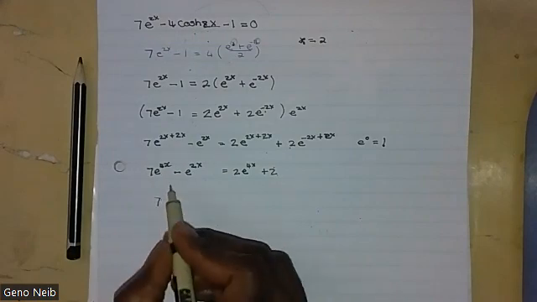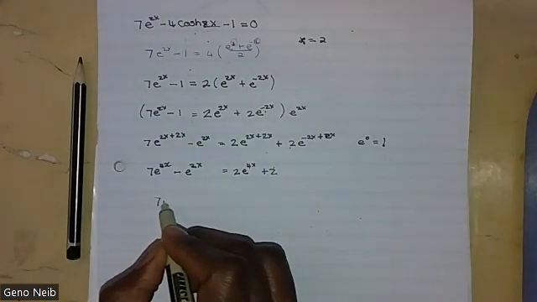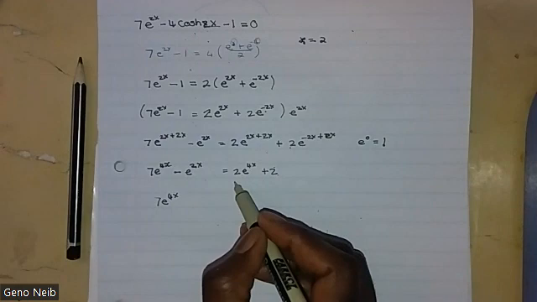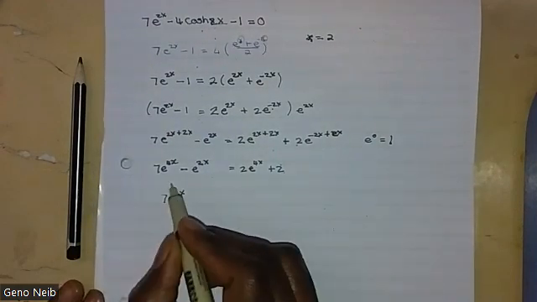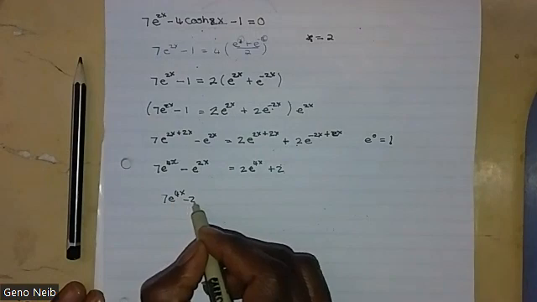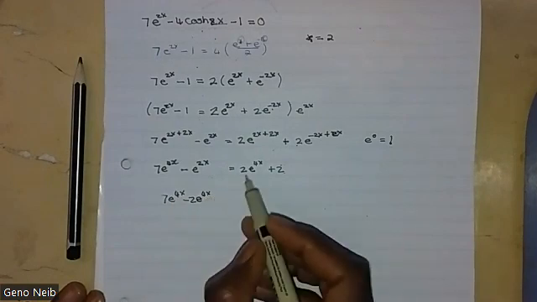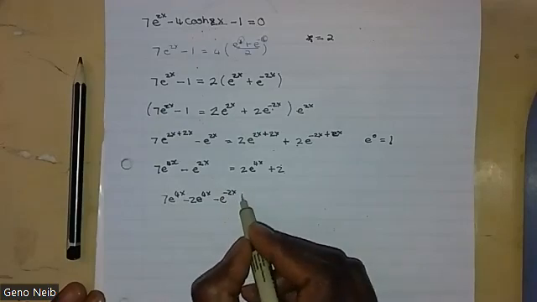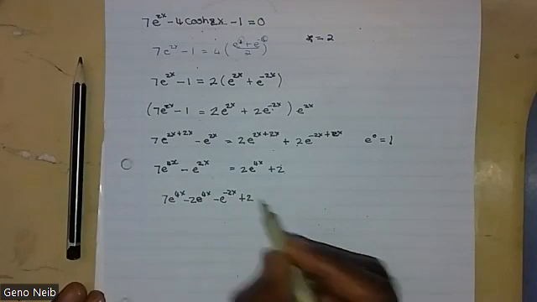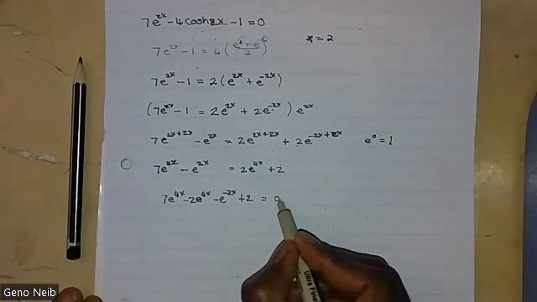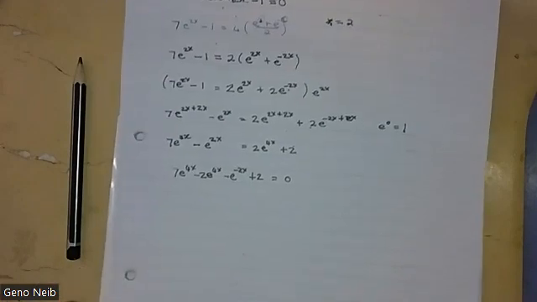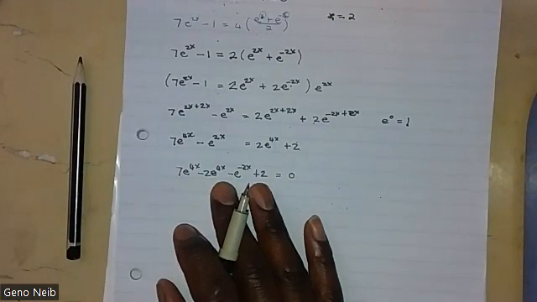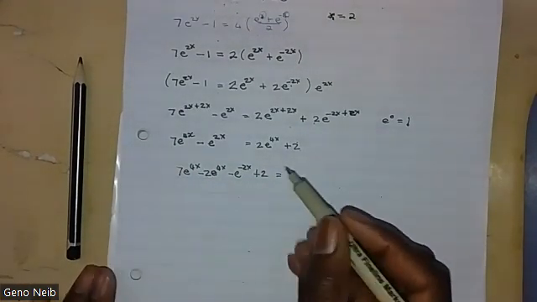When we move this to the other side, we will see it will be 7e to the 4x minus 2e to the 4x minus e to the 2x equals to 0. Okay, things look interesting. It looks complicated, but it's still not over. So we are going to continue onwards.